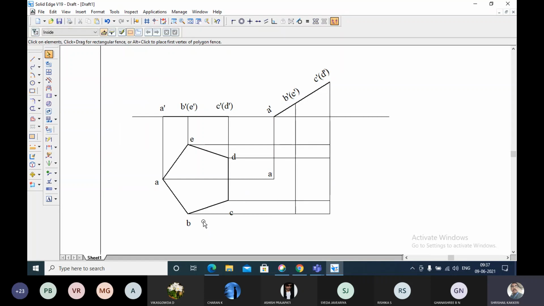Now let me come to B. Project the line from here and project the line from here. So this is the position of B. I am going to remove extra lines. You can see that I have projected from B. That is point B. And similarly, I am going to project from C, and I have projected from C. So this is point C.